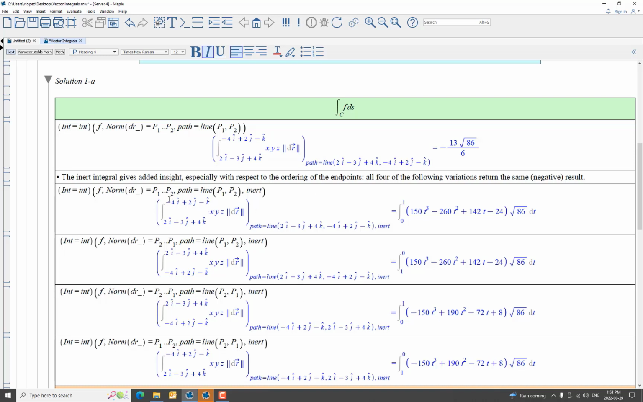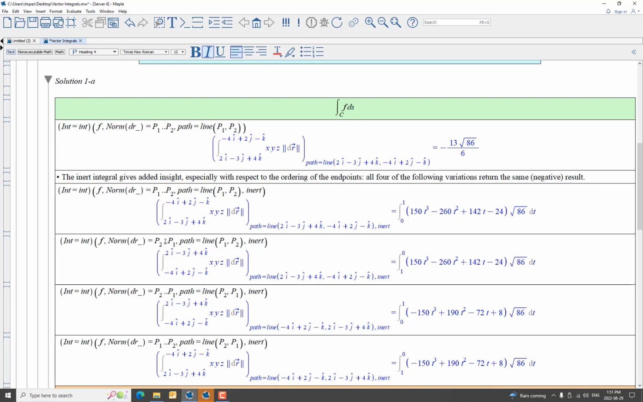Okay, so if I write P1 to P2 here, P1 to P2 here, and I put inert in the command, then this left-hand side is the same as this left-hand side, and it also includes the word inert. But on the right-hand side, you see the unevaluated integral itself. So here's the integrand. This is your ds on that line. The arc length is the square root of 86, and you're integrating 0 to 1. So whatever this turns out to be, I guess it's this negative number.